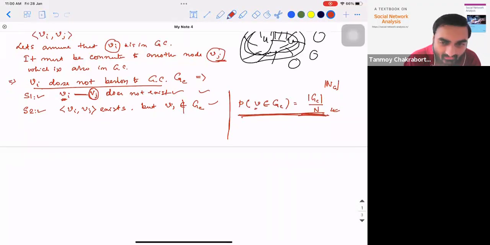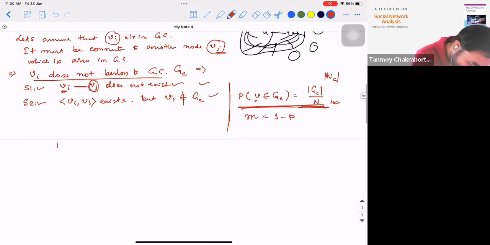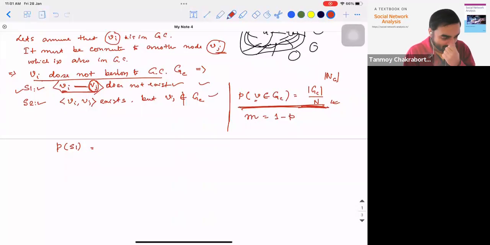So I'm defining this one. This is the probability that a particular node belongs to the giant component, which is GC by N. And let's denote another quantity M, which is just 1 minus P, meaning that the node doesn't belong to the giant component. So now, what is the probability of scenario 1? Scenario 1 says that this particular edge Vi Vj doesn't exist. What is the probability that the edge doesn't exist?